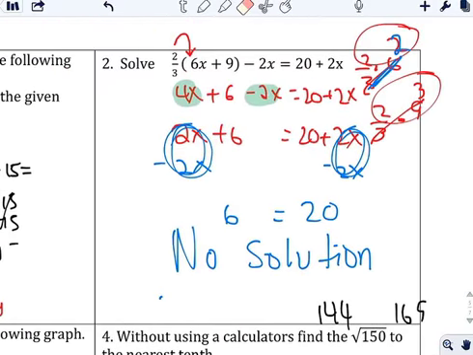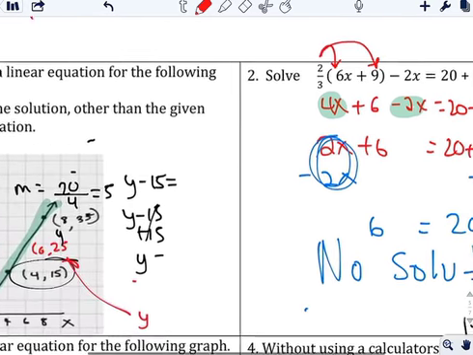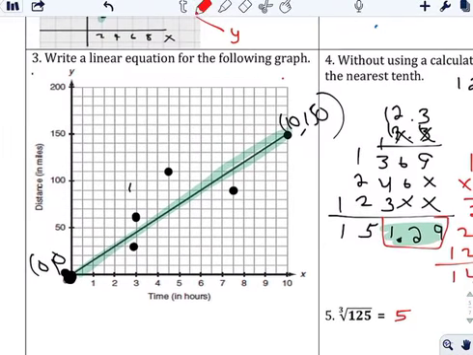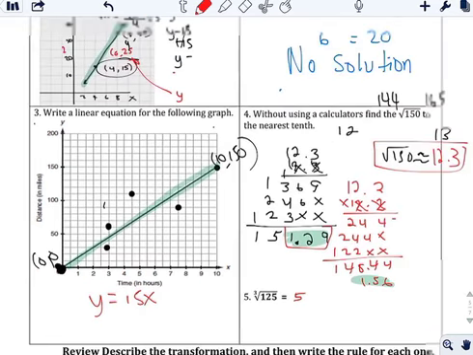Number 2 here, you distribute first, then you do the fractions on the side, and these are your answer. Combine like terms, you get no solution here. Now, in number 3, this was a warm-up question. The answer is y equals 15x. Number 4, you do that, you multiply.